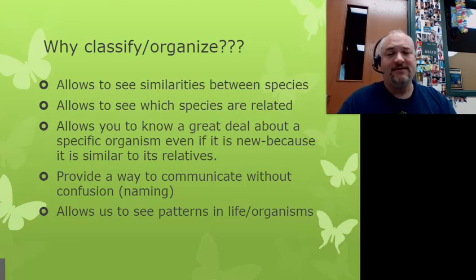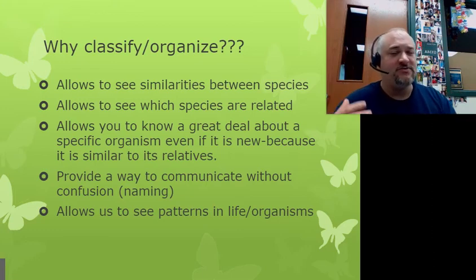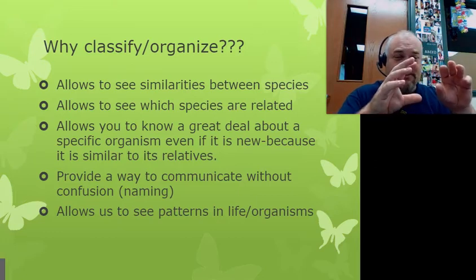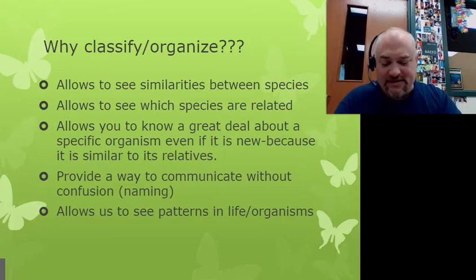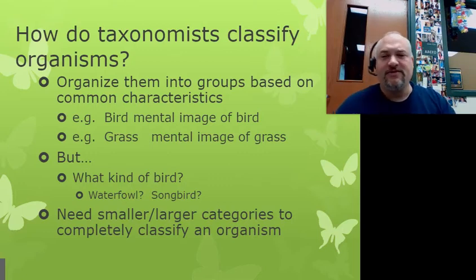And the biggest thing in the end is it allows us to see patterns in life and in organisms. And the human brain works with patterns. That's what it's good at. That's how we make sense of the world. We don't look at every single pixel of information coming into our eyes. Our brain just forms it into a pattern and says, oh, that's a tree, or that's grass, or that's a teacher. What is it that we see? So how do we classify things? Well, organize them into groups based on common characteristics.